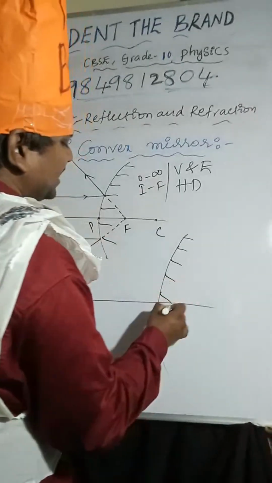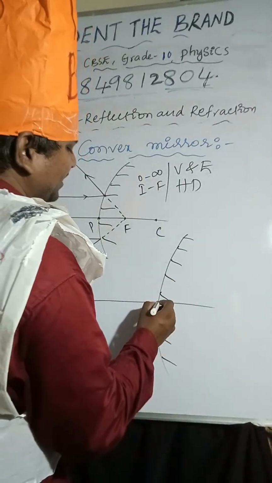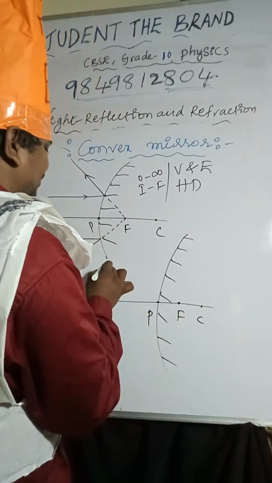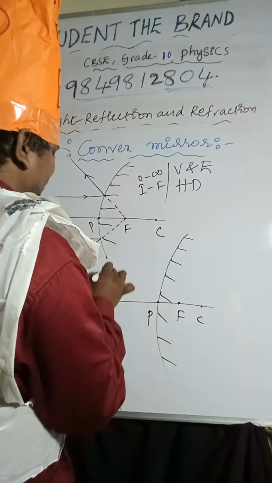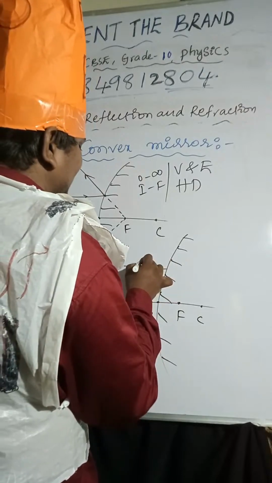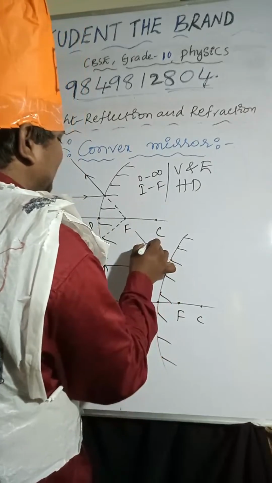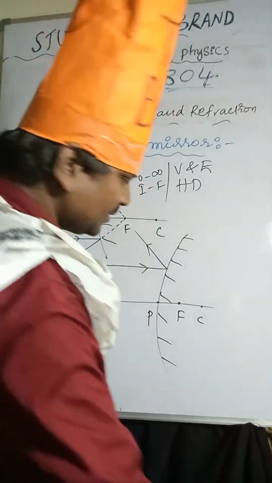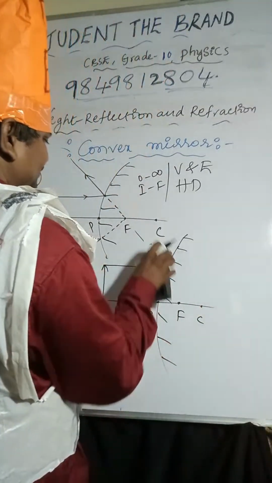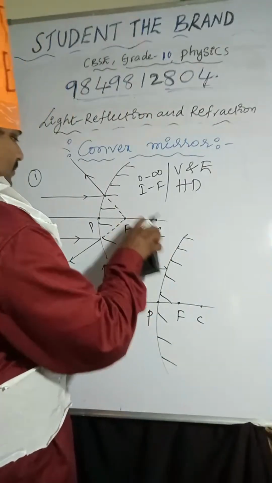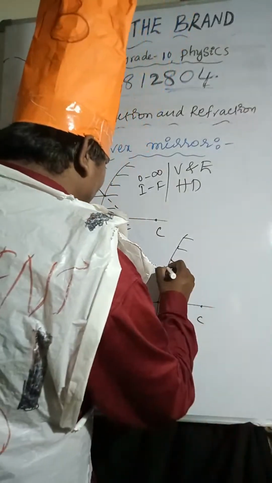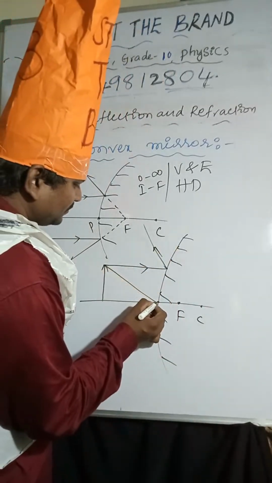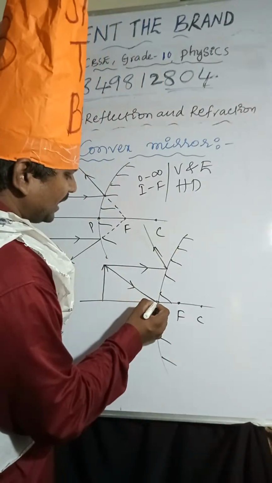Convex mirror is also known as a diverging mirror. Light rays are coming from a certain point. So I am taking an object here. How many light rays are required to form the image of the object? Minimum 2 light rays are required. One light ray I am taking like this.